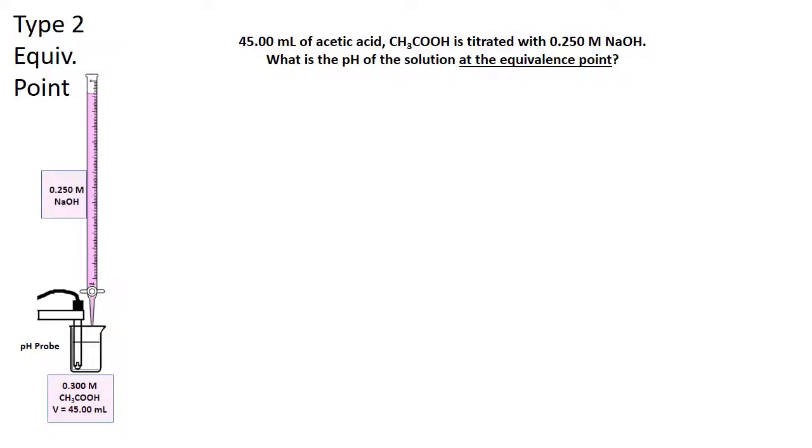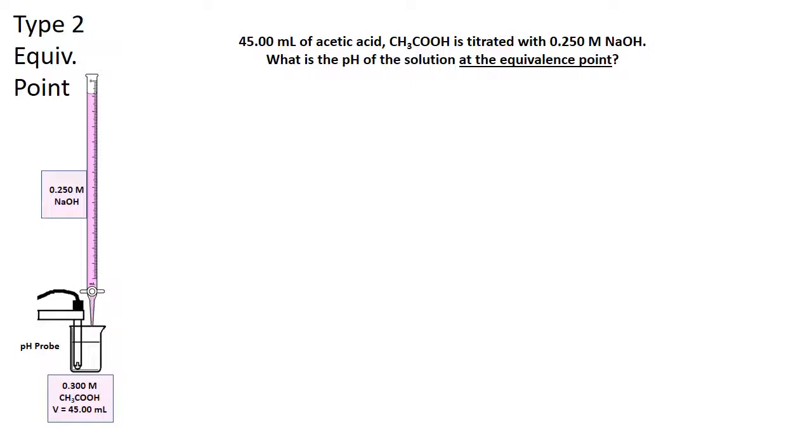There are three different types of calculations one should be able to perform when titrating sodium hydroxide and the weak acid, acetic acid. In this set of slides, we're going to look at the type 2 type of calculation, which involves determining the pH at the equivalence point in the titration. The words for the problem could be something like this.